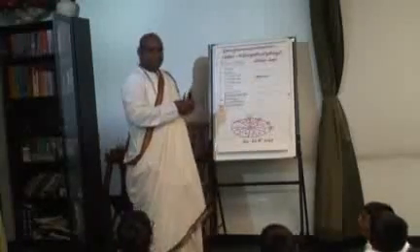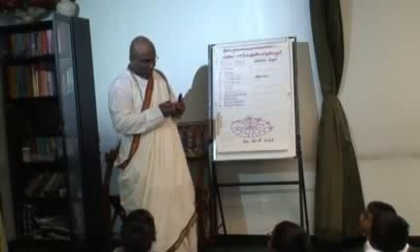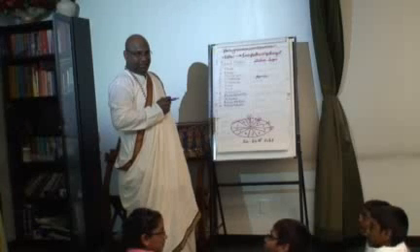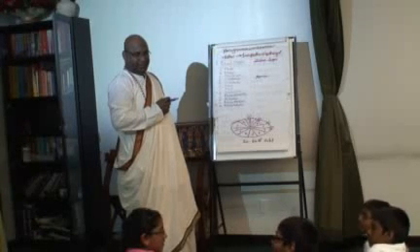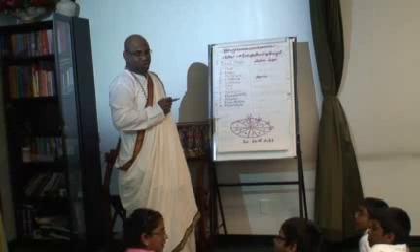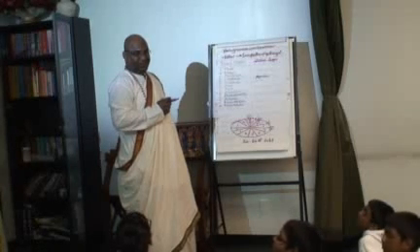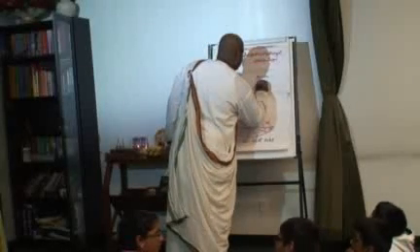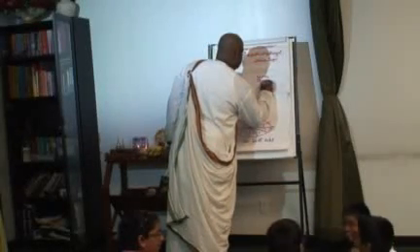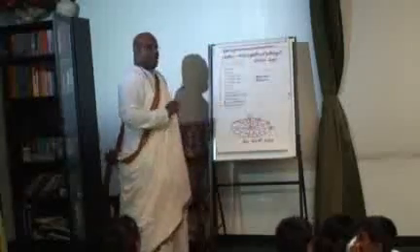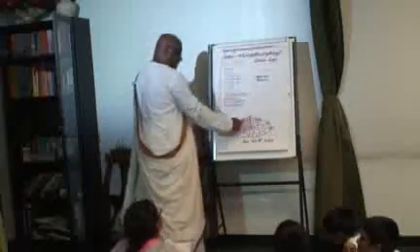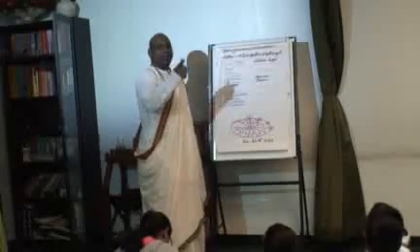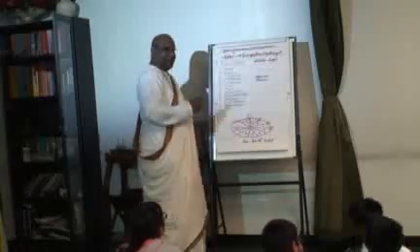What is the second sign next to Aries? Taurus, the bull. When the sun is transiting through Taurus, the second sign, that is the month of Vaikasi. You got it? What is the third one?